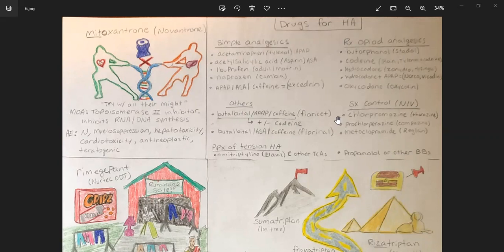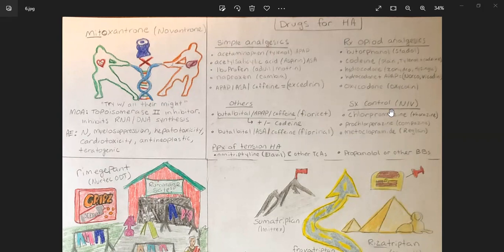and then just some others. These ones I'm going to show pictures of. These ones I do not have pictures of. So Fioricet is butalbital plus acetaminophen plus caffeine, and that can be with or without codeine. So it'd be like Fioricet with codeine or Fioricet by itself. And then you have Fiorinal, I keep saying that wrong, it's Fiorinal, and that is butalbital plus aspirin plus caffeine.